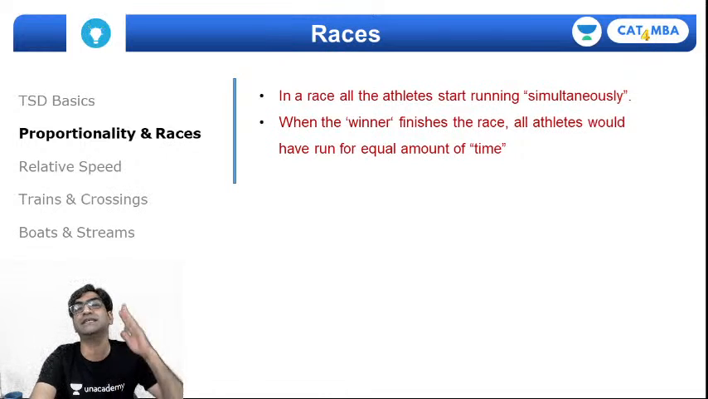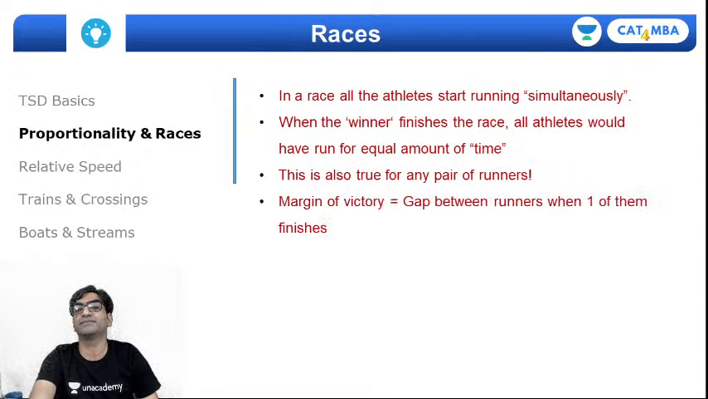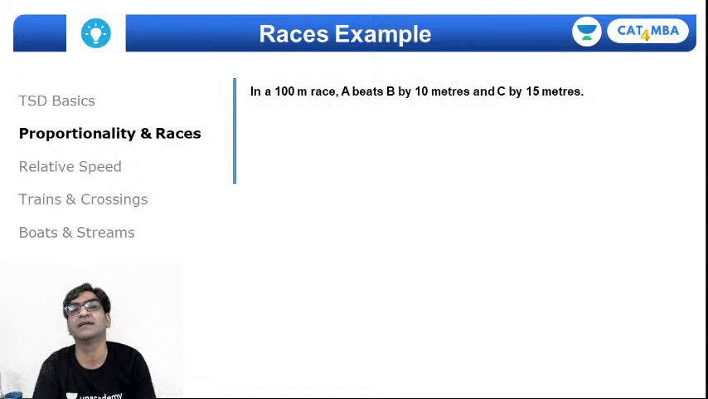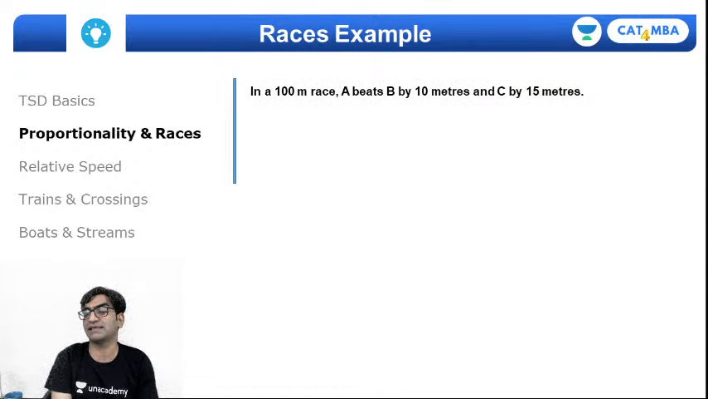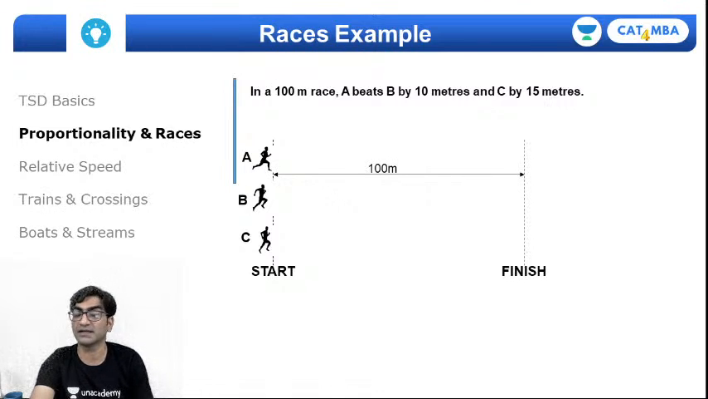The important thing in a race is that wherever a margin is given, you know the time is the same, right? And so margin of victory, wherever it's given, is the gap between the runners when one of them finishes. For example, if it's a 100-meter race and I say A beats B by 10 meters, A beats C by 15 meters, how do we understand this? Imagine 3 runners start running from exactly the same point after the gunshot, and their finish line is 100 meters away, okay?